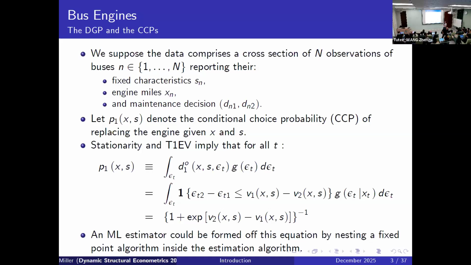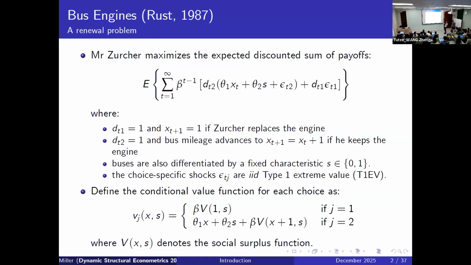Now, in this setup, the probability of replacing an engine is found by asking: what's the optimal decision going to depend on? It depends not only on the things that we see, but also on the things that the bus engine guy, Mr. Zurcher, sees as well. So obviously his decision is based on the observable and the unobservable, and we're integrating out what we don't see. And here's a distribution for the unobservable. This is the vector that consists of epsilon1 and epsilon2 from back here.